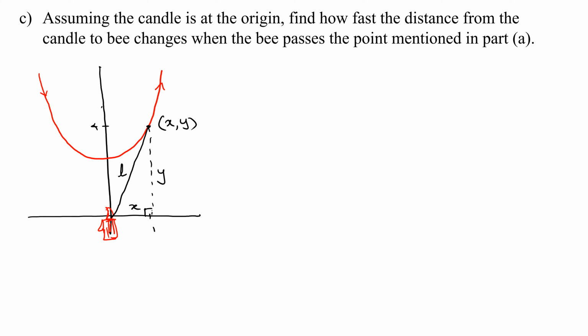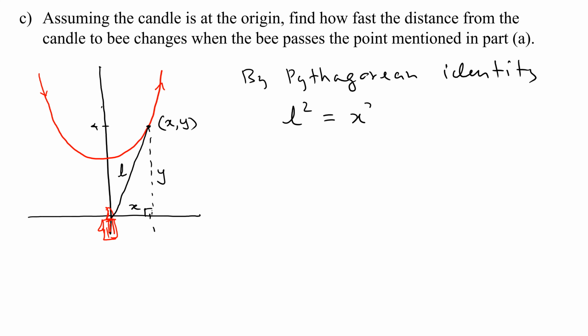So by the Pythagorean identity, you can write L squared, length squared, equals x squared plus y squared. Now we can differentiate this with respect to time, because you can see all those variables change with respect to time. So they are functions of time. So we take the derivative with respect to time.